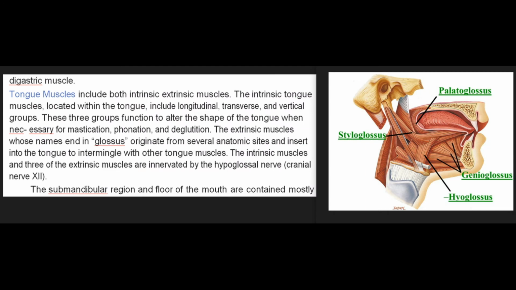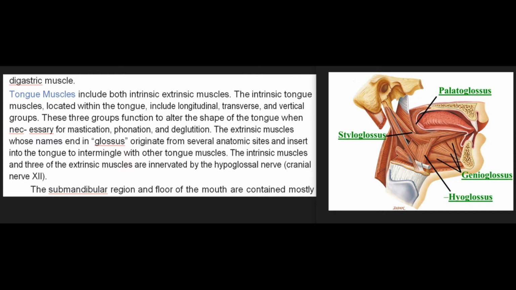Tongue muscles include both intrinsic and extrinsic muscles. The intrinsic tongue muscles, located within the tongue, include longitudinal, transverse, and vertical groups. These three groups function to alter the shape of the tongue when necessary for mastication, phonation, and deglutition. The extrinsic muscles whose names end in glossus originate from several anatomic sites and insert into the tongue to intermingle with other tongue muscles. The intrinsic muscles and 3 of the extrinsic muscles are innervated by the hypoglossal nerve, cranial nerve 12.